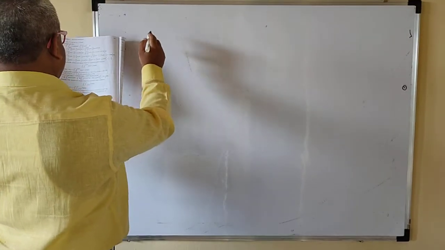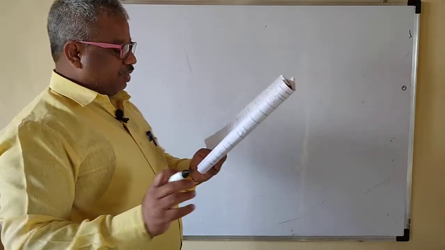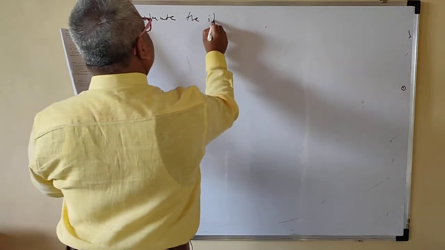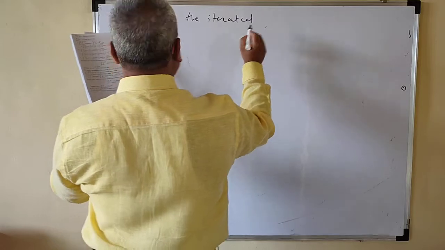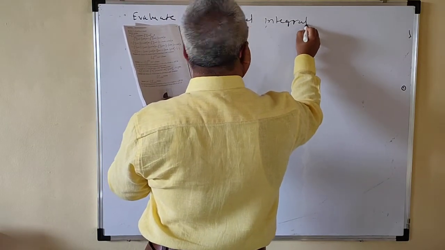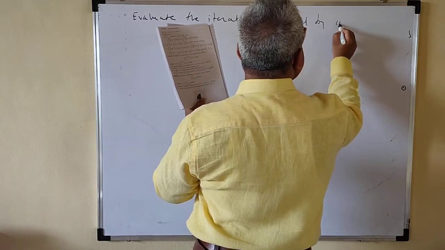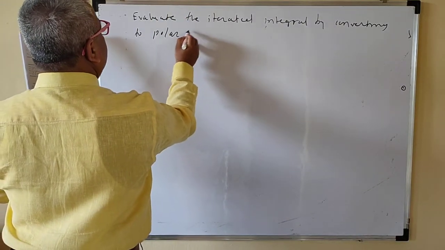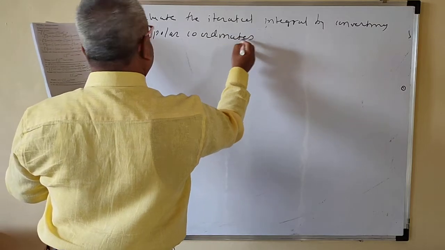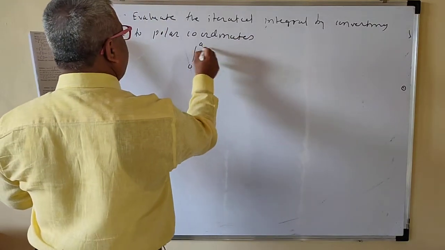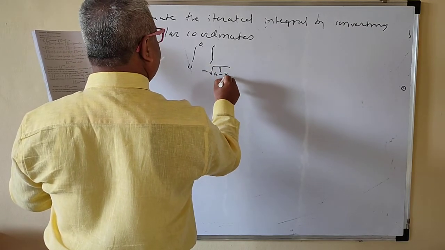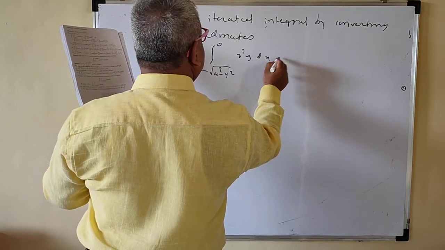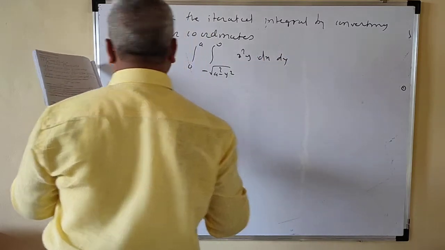Evaluate the double integral by converting to polar coordinates. The command is given here: evaluate the iterated integral by converting to polar coordinates. 0 to a, minus root of a square minus y square to 0, x square y dx dy. Okay, solution.